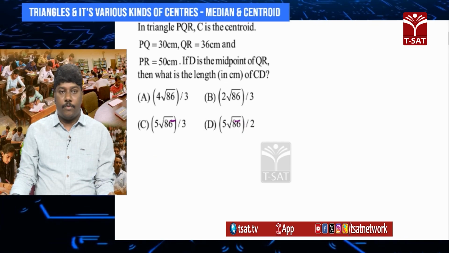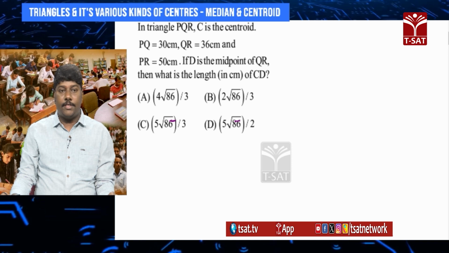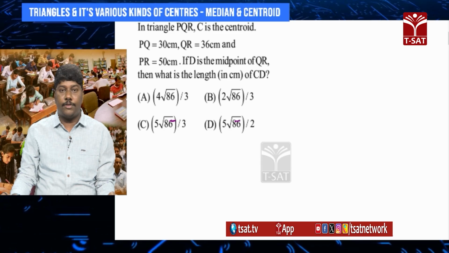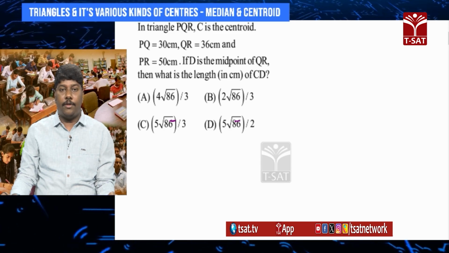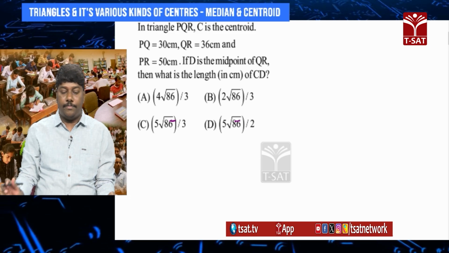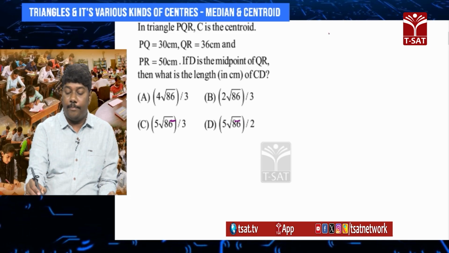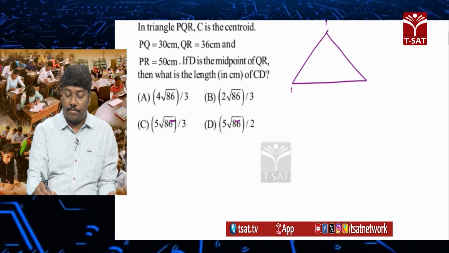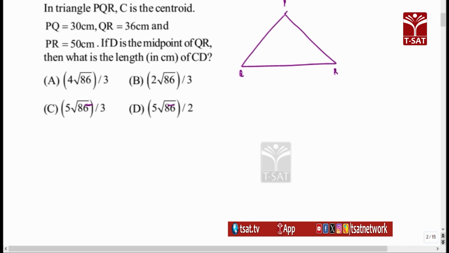Let us look at this problem. In triangle PQR, C is the centroid. PQ is equal to 30 centimeter, QR is equal to 36 centimeter and PR is equal to 50 centimeter. If D is a midpoint of QR, then what is the length of CD? Draw this triangle PQR. PD is a median, D is a midpoint of QR. C is a centroid, C divides the median in the ratio 2:1. Therefore, CD is equal to 1/3 of PD.